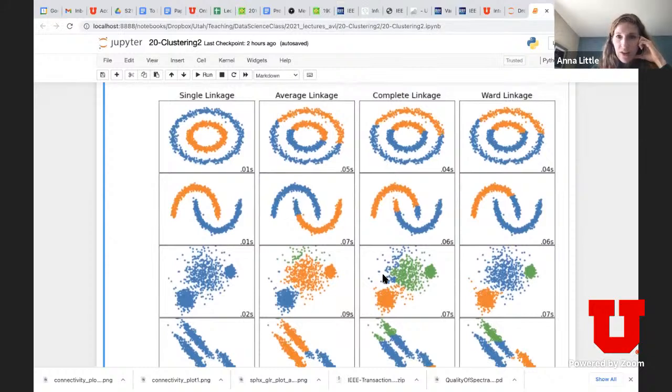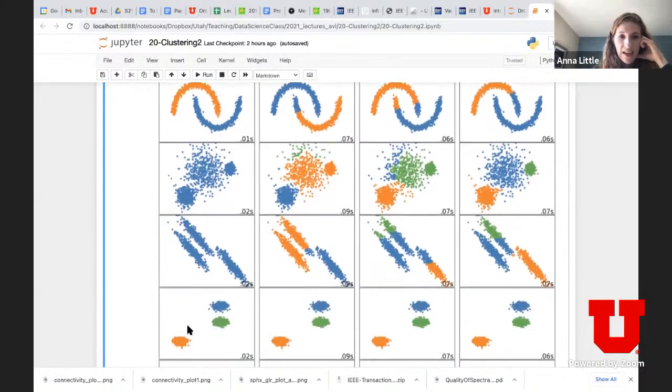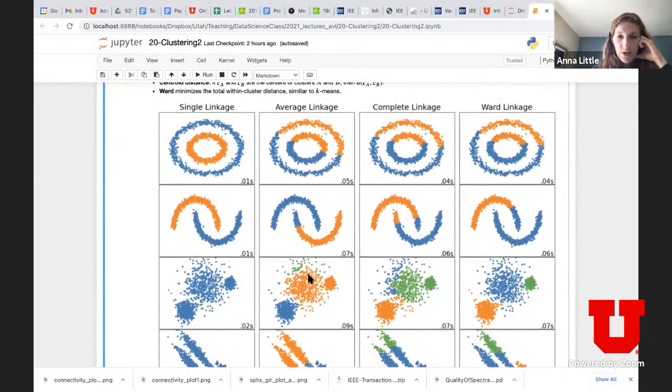Okay, take a look at this. I think it's really helpful to look at some toy data sets and see the results of clustering with different types of linkage. In this first column, you see how single linkage clustering will cluster the data. Then we see how average linkage will cluster, how complete linkage will cluster, and how Ward linkage will cluster. And you can see single linkage is really good at crazy shapes.